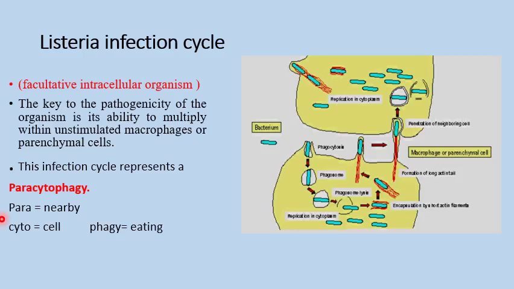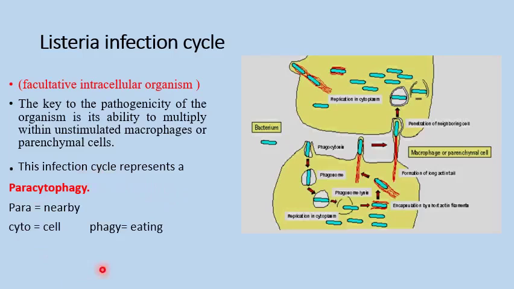The key to the pathogenicity of the organism is its ability to multiply within the unstimulated macrophages or even any parenchymal cells. This infection cycle represents what we call parasitophagy. To know the meaning of this word: the part "para" means nearby, "cyto" means cell, "phagy" means eating. So it means two neighboring cells eating from each other. And this is what we are going to see in the infection cycle.